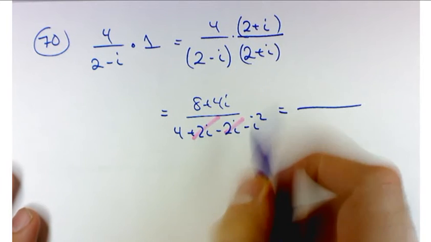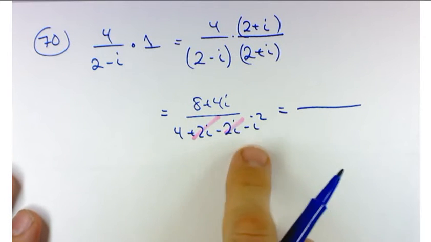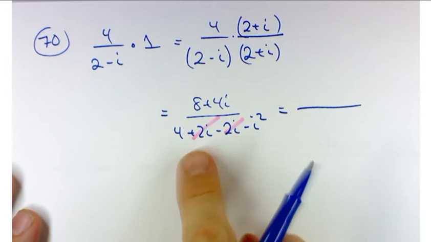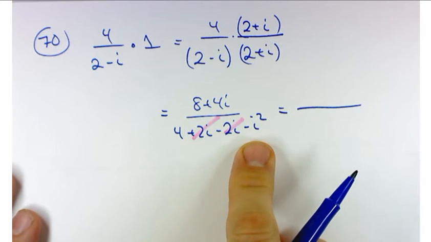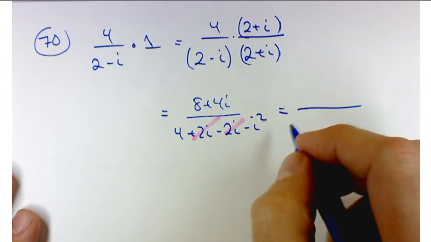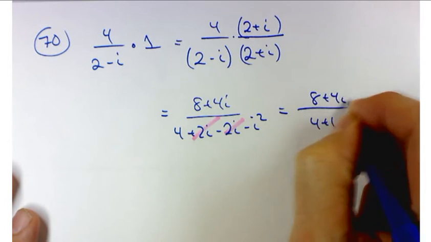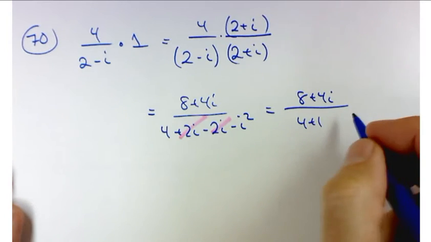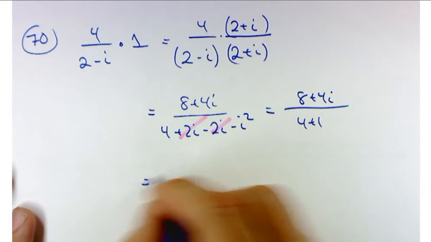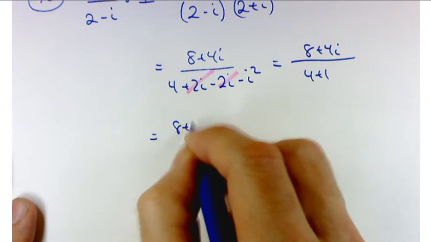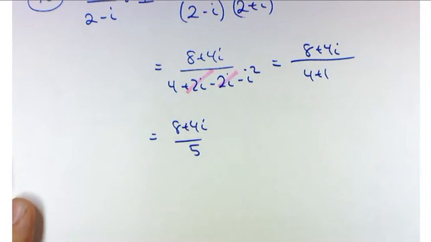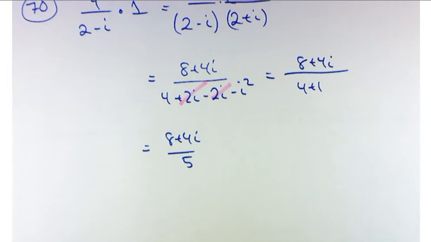What happens in the denominator? How does this simplify? Rhonda? What's going to happen with 4 minus i squared? Yeah, 4 plus 1. Perfect. And we'll go a little bit further with that. That's going to be 8 plus 4i over 5. And I'm fine with that as an answer.